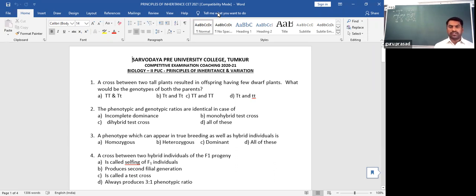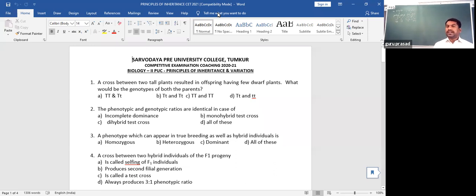Come to the question number 2. The phenotypic and genotypic ratio are identical in case of. Again, this is based on various experiments, including monohybrid, because test cross we can do for both monohybrid and dihybrid. There is one more option, incomplete dominance. So the phenotypic and genotypic ratio are identical in case of. After obtaining the F2 generation, we draw the phenotypic and genotypic ratio. That is how many different types of gene patterns we obtained and how many different types of characters appeared in the F2 generation.